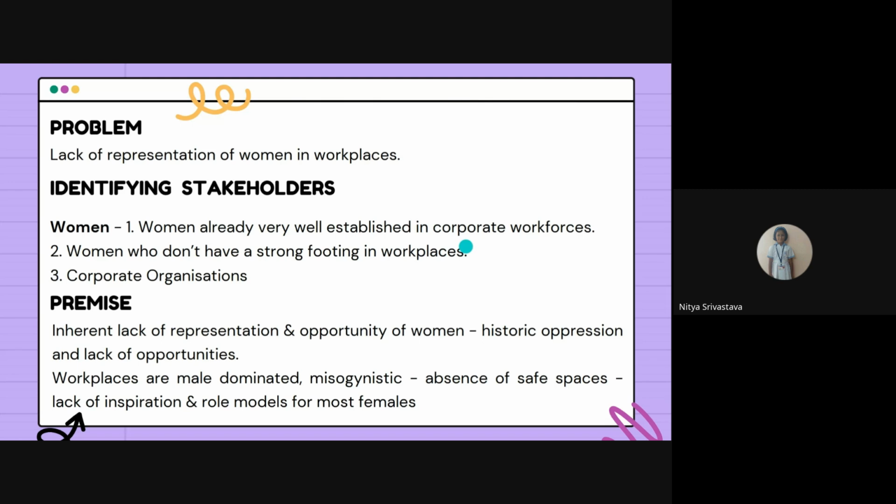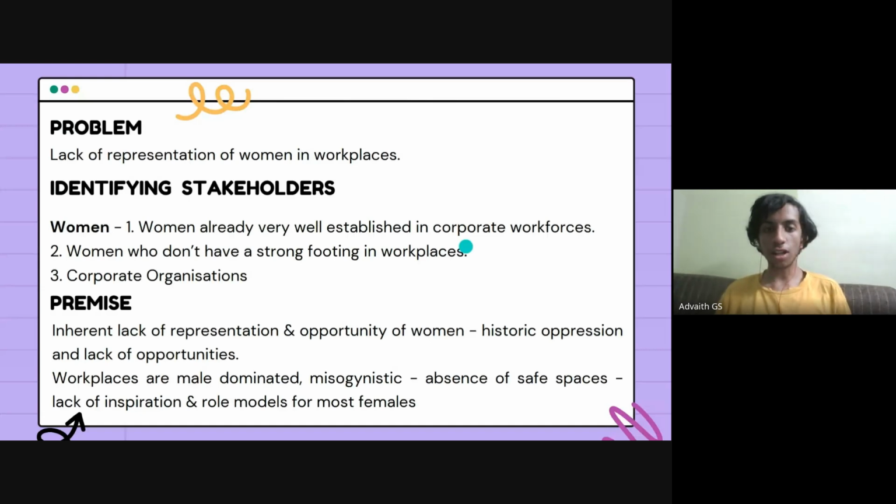So that can be one reason. Okay, right. This is a good premise, but then we're talking about managerial positions. Okay, I understand what you're saying.